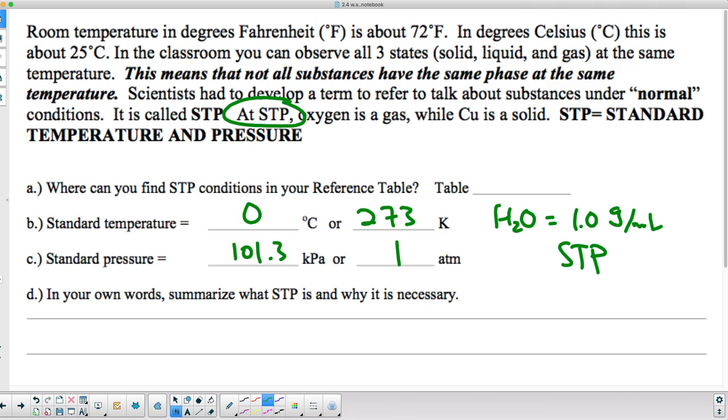So in your own words, summarize what STP is and why it's necessary. We need a condition that we can report all of our information in so that we can compare things because they're all at the same place. They're all under the same condition, the same temperature and the same pressure. So we can compare the density of steel to the density of water because they happen at the same temperature and pressure. Okay, see what you can do to answer this question with what I just talked about.